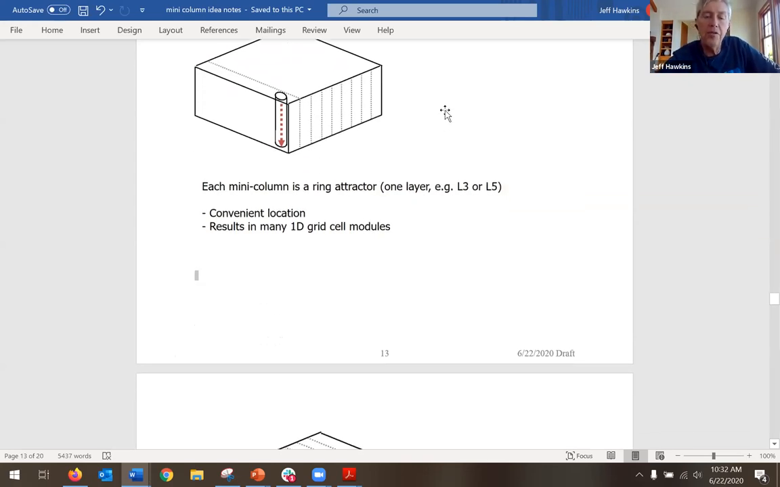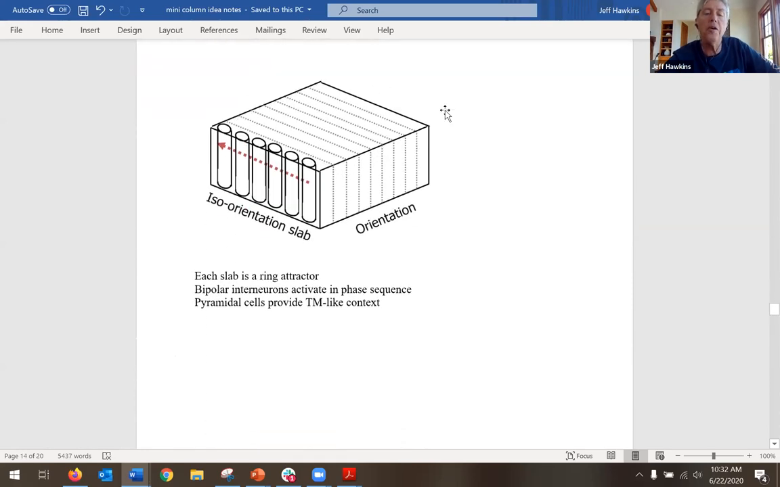The other opportunity I pursued, and this one I mentioned when Florian was here, is that your ring is not vertical, but your ring movement is across the orientation slab. In this case, each minicolumn is in essence a phase shifted element of the ring. And so each slab becomes a ring attractor. And so you have a progression of phase moving in one direction like this.